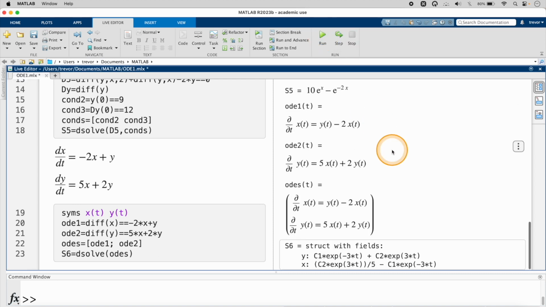And it gives us the solution there. For the y, it's C1 exponent of minus 3t plus C2 exponent of 3t. Then for the x is C2 exponent of 3t divided by 5 minus C1 exponent of 3t. So that's the solution there for this system of ODEs.